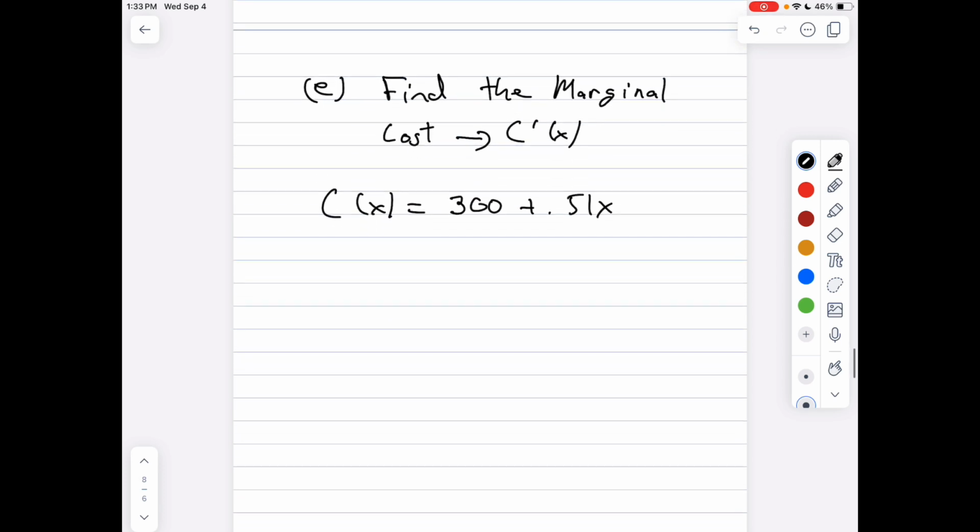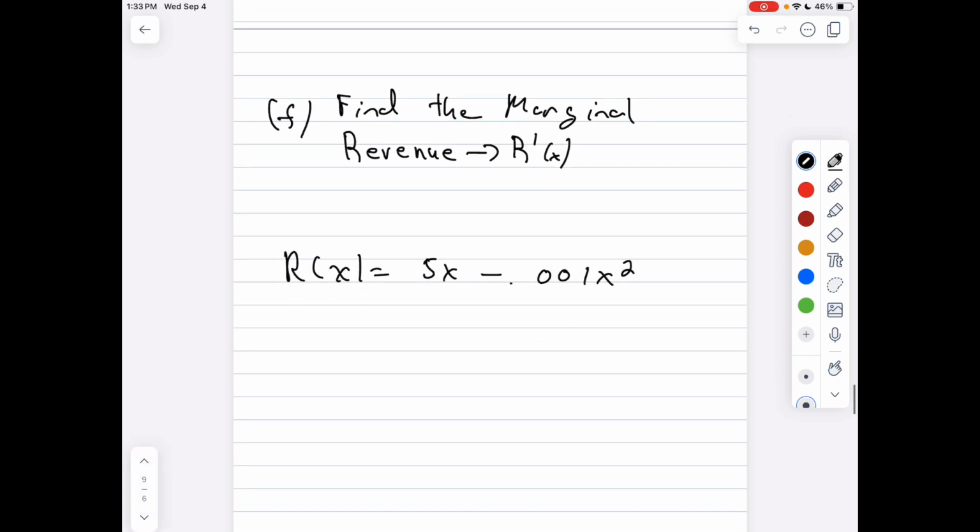So find the marginal cost. All you're going to do is take the derivative of this function, and derivative of 300 is 0, it's a constant. Derivative of 0.51x is just 0.51. And essentially the marginal cost tells you how much more cost you'd have by producing one more unit after producing X number of units. That's what the marginal cost is interpreted as.